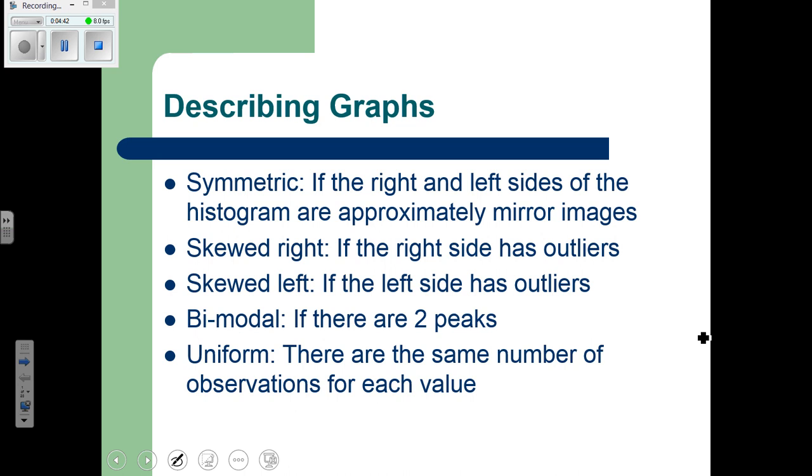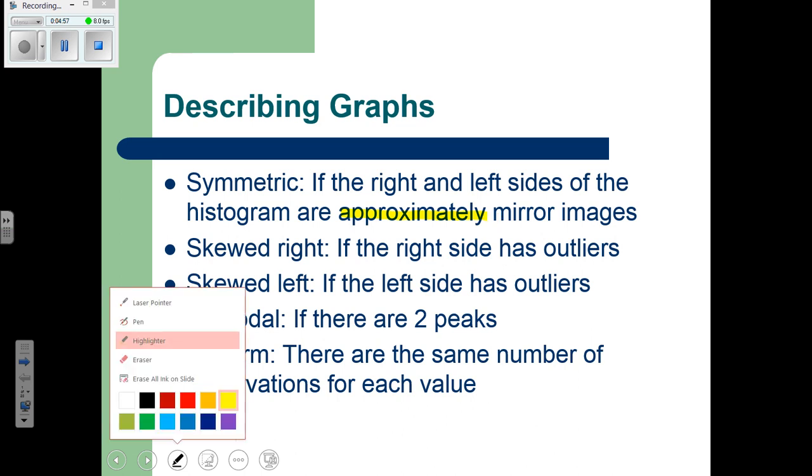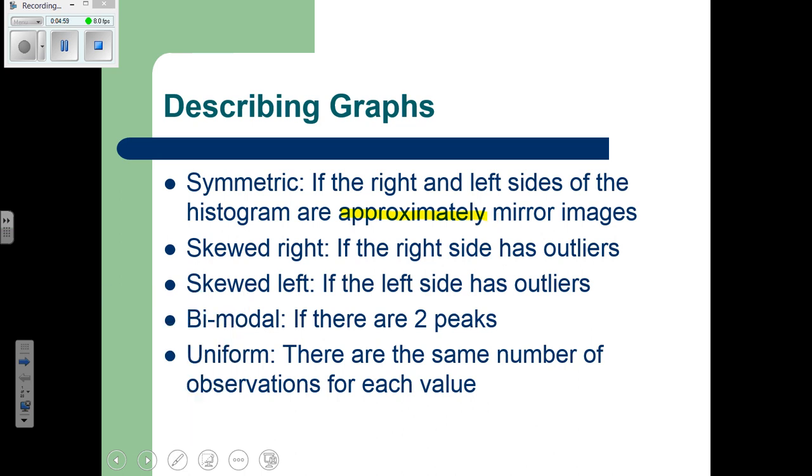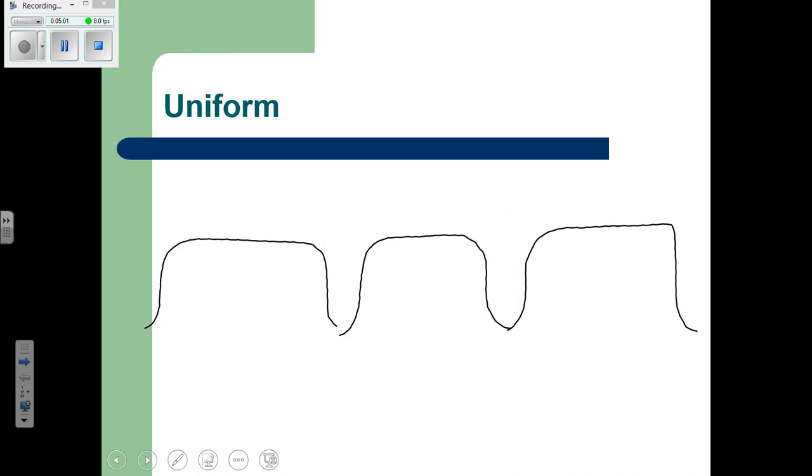Right, so some definitions for some of this stuff, if you wanted to jot those down. So symmetric, one of the big words here for us, if you look at it, guys, is the term approximately. So it doesn't have to be exactly symmetric, but it could be approximately, right? And so here again we go with skewed right as the right side has the outliers.